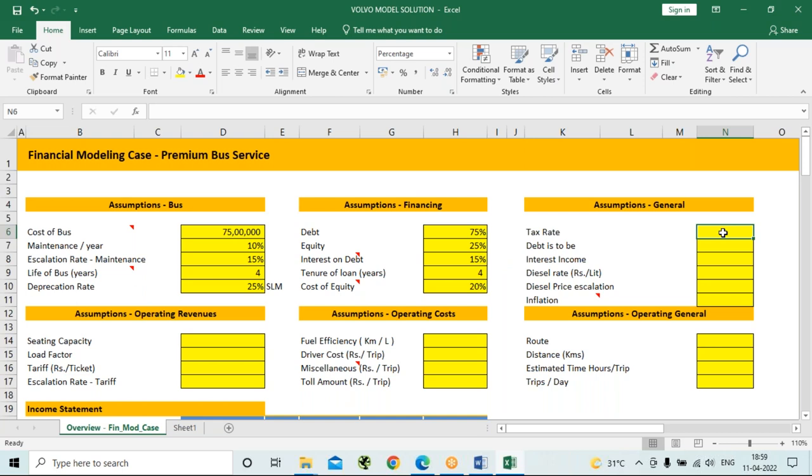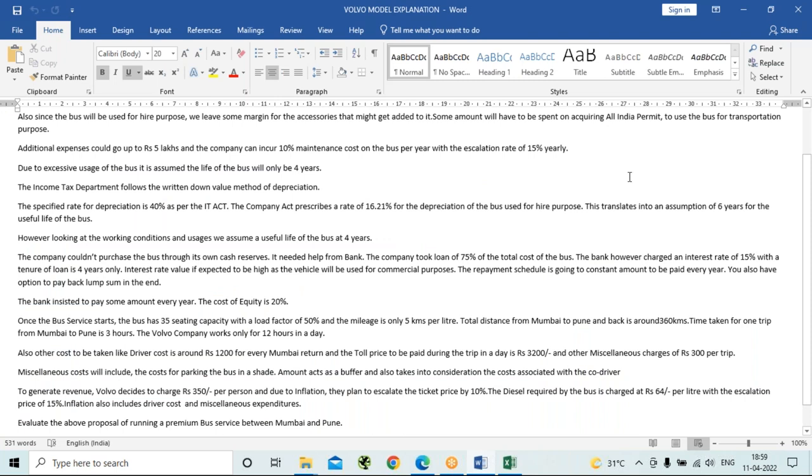generally, what other information can we gather? The tax rate is applicable. The interest rate is expected to be high as it is a vehicle loan, and the repayment schedule is going to be a constant amount to be paid every year. You also have the option to pay back in a lump sum. But the bank insisted on paying some amount every year. So the cost of equity is 20%.